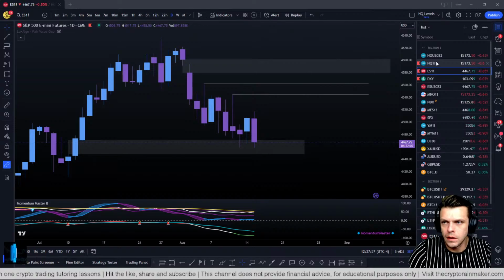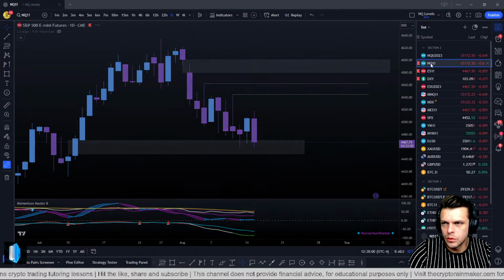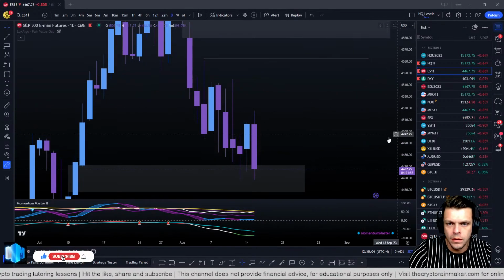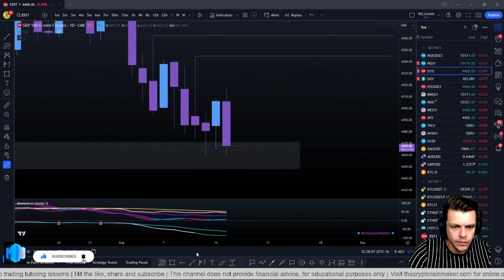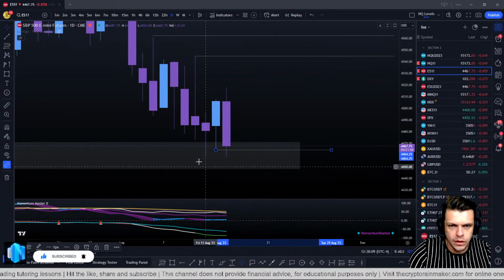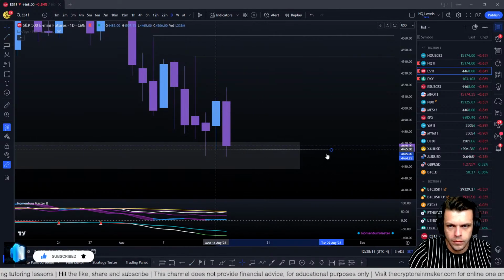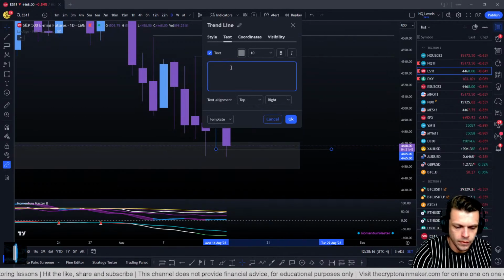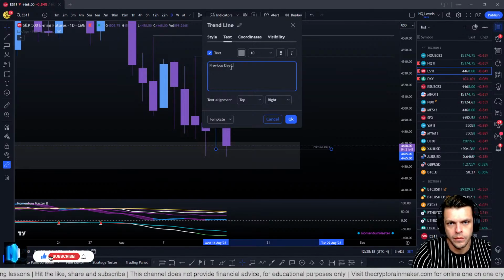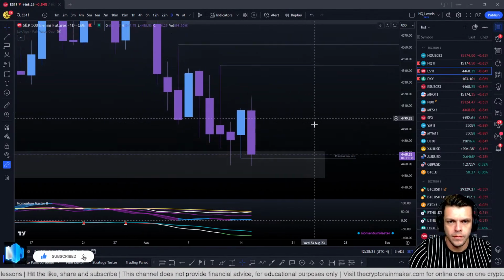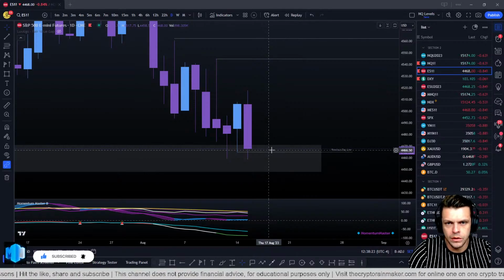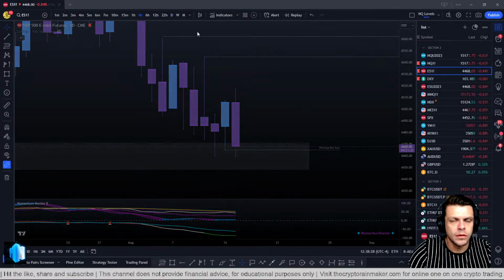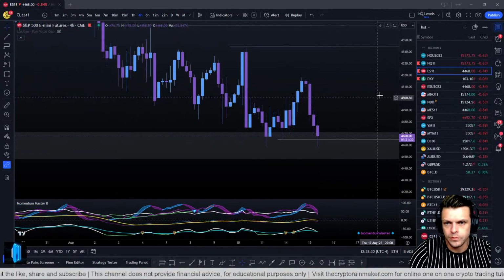And you can see that there's a bit of a discrepancy between the Nasdaq and ES. So now ES came and took out the previous day low. Okay, so it took out the previous day low and it took out the high as well. Have a look on the lower time frames.